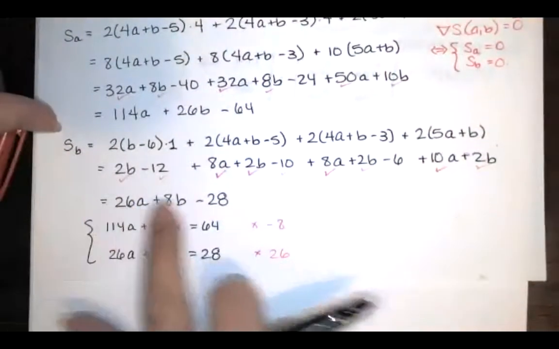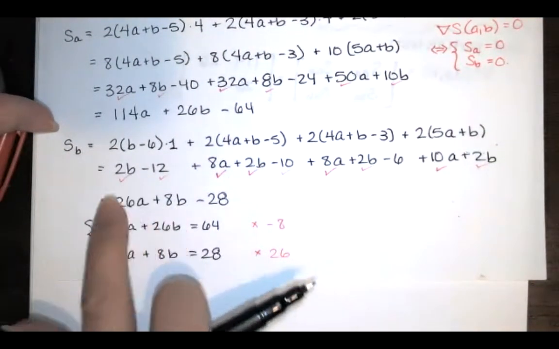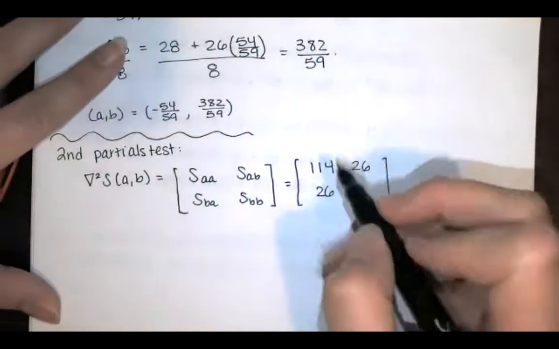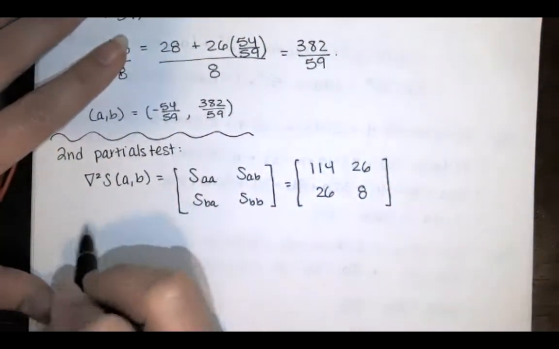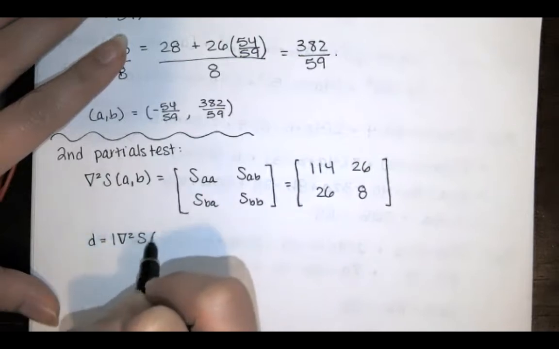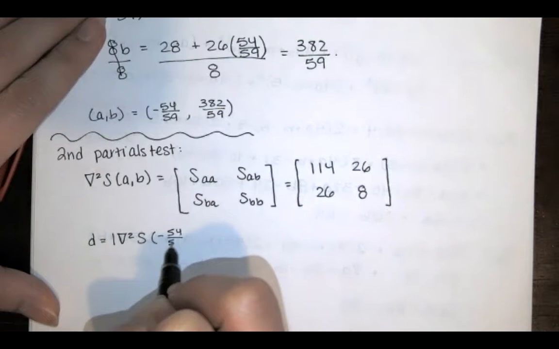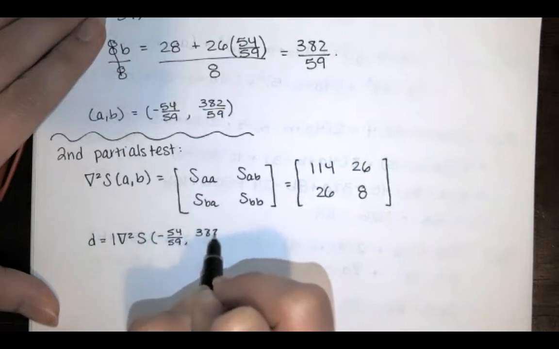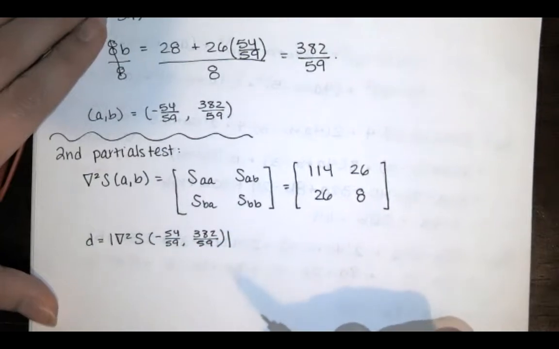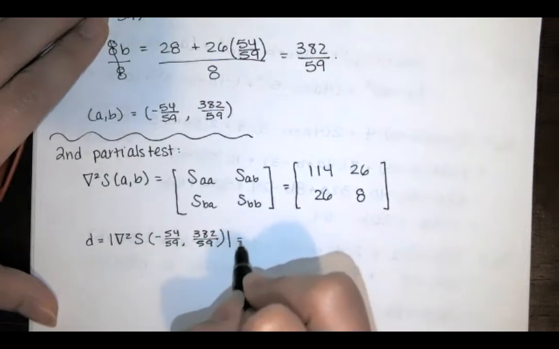And then the second partial of S with respect to B comes from taking this partial of S with respect to B and taking its derivative with respect to B. We're going to get 0 there and 0 there because those have no B's and we're treating the A's as constants. And the derivative of 8B with respect to B is 8. Okay, so that's our Hessian matrix. If we take the determinant of that at our critical point, that's going to tell us whether that critical point corresponds to a minimum or a maximum, or a saddle point.